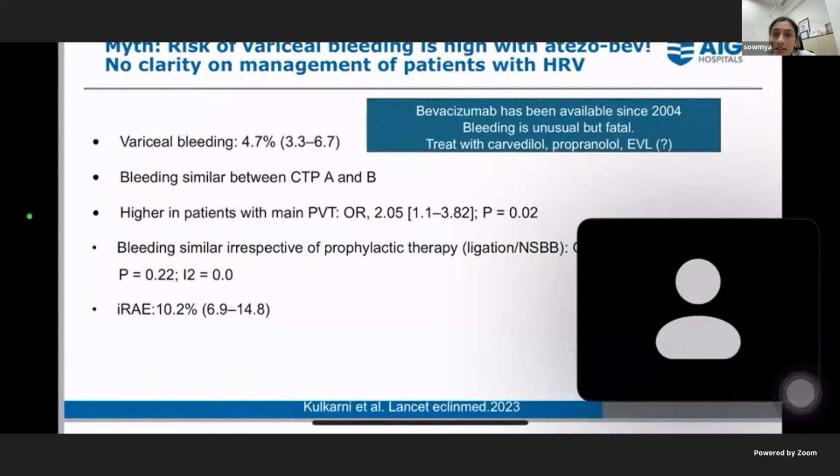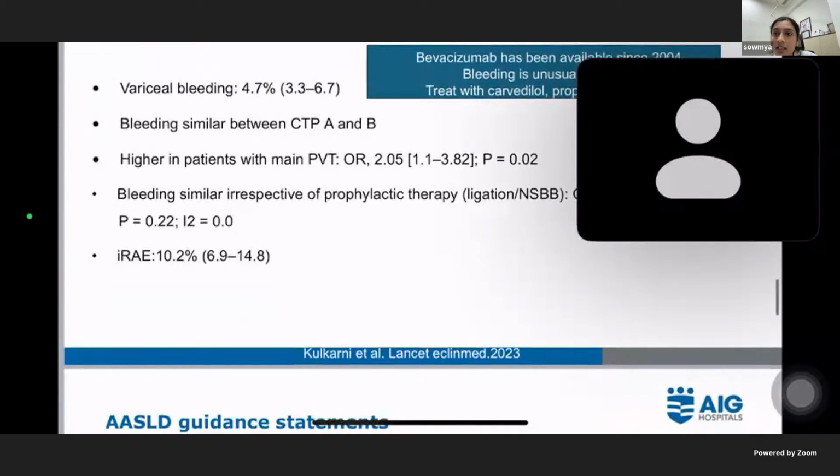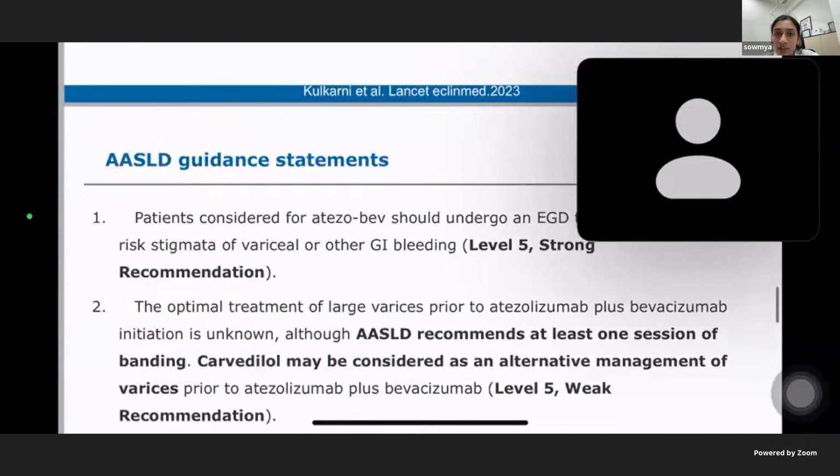Bleeding is usually higher in patients with a main portal vein thrombosis, and bleeding is similar irrespective of which type of prophylactic therapy we choose, that is band ligation or non-selective beta blockers. Coming to immunotherapy related adverse effects, nearly 10.2% bleeding is observed with atezolizumab. As per the IMbrave study, the bleeding risks are similar between the immunotherapy group and the sorafenib group.